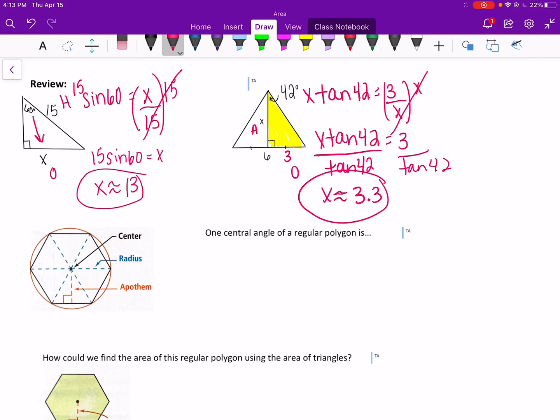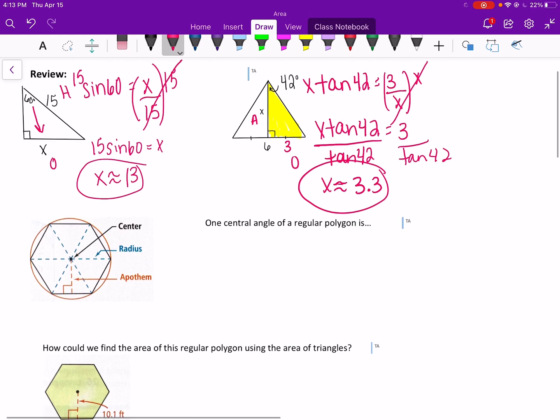So that was just a little review on how to find missing side lengths of a triangle using trig. Now we are going to move on to finding the area of polygons. So first I have a little bit of vocab for you guys. The first word is center. The center of a regular polygon is just the point right in the middle. By the way, just a little reminder, a regular polygon is a polygon where all of the sides are congruent and all of the angles are congruent.